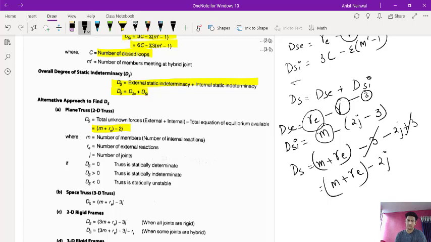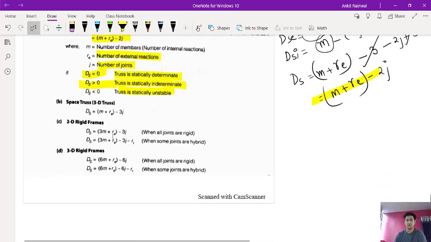So this is that formula which I was talking about. This has been derived from this part, external plus internal. In that case, j is the number of joints and r is the number of external reactions. If ds equals 0, then the truss is statically determinate. If ds is greater than 0, then the truss is statically indeterminate. If ds is less than 0, then the truss is statically unstable. So this thing you know.